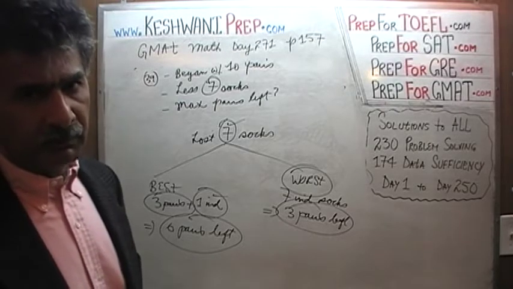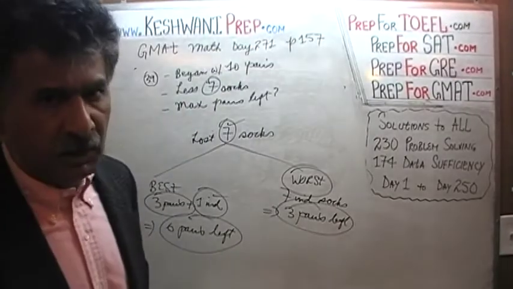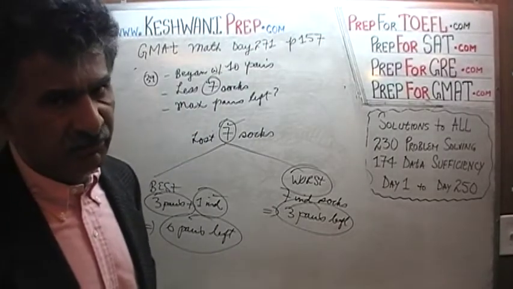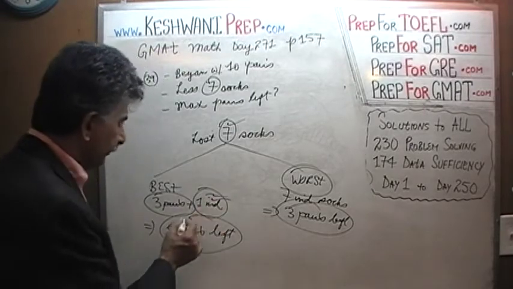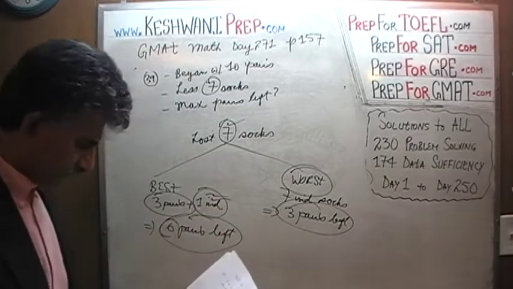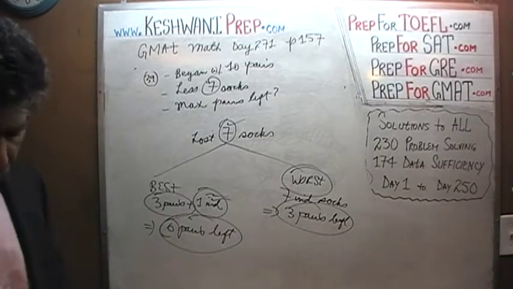Well, if the 7 were missing, one possibility is that they were all individual socks, in which case we only have 3 pairs left now. The other one is that you have 6 pairs left and 1 individual. So the answer is this, 6 pairs. Let's go to the next one, number 40.